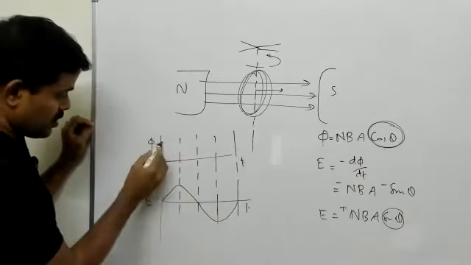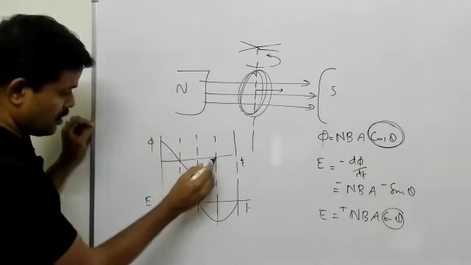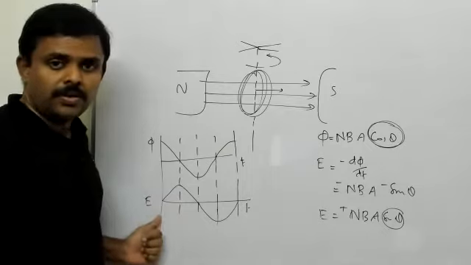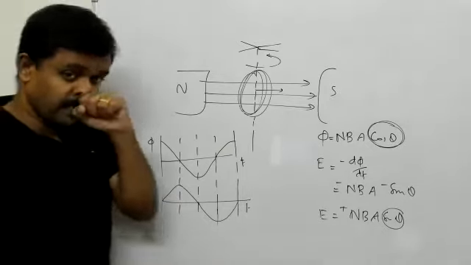Cos function is to be drawn like this with a pi by 2 phase difference. This is how flux is drawn, and this is how EMF is drawn. I'm repeating one more time.